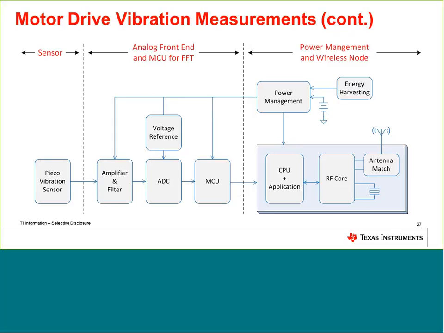Now, on the right side, we have a wireless node with the power management. We can have energy harvesting. This will be a good place to put a vibration energy harvester that is using another piezo effect, for example, so that we can harvest that. And then we use the energy from the battery to provide it to the analog front end and the sensor. The CPU and RF core will take the FFT data from the analog front end MCU and will transmit it through the wireless signal.